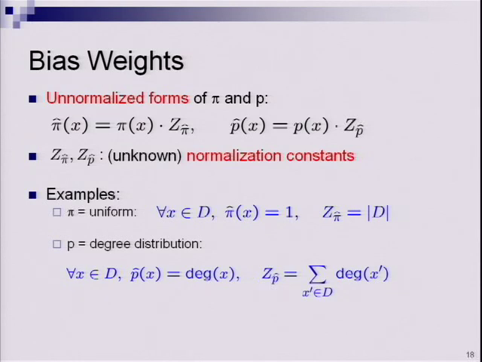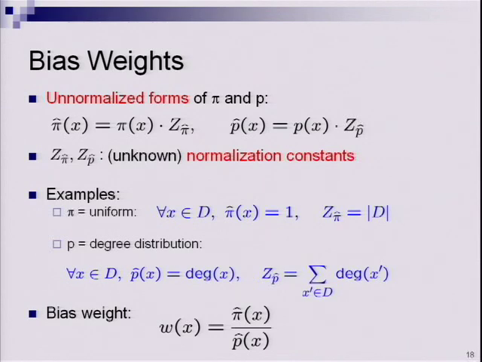In this case, an unnormalized form of the degree distribution is simply the degree of x. And the normalization constant in this case is the sum of the degrees over all documents in the corpus. The bias weight, if you remember, is just the ratio between the unnormalized form of x under pi and the unnormalized weight of x under p.